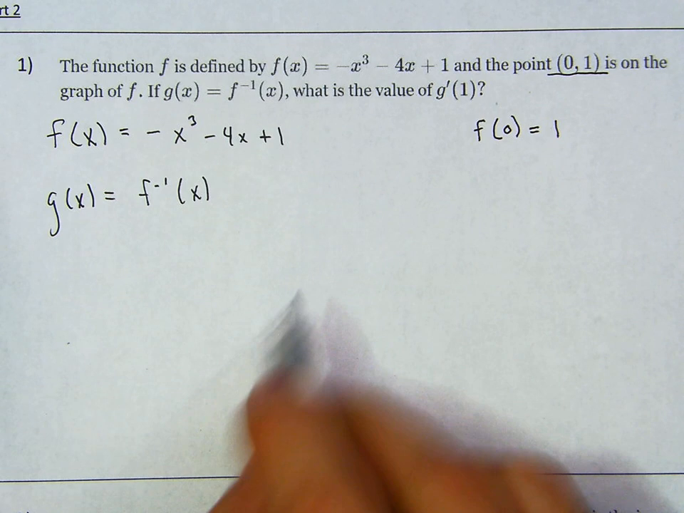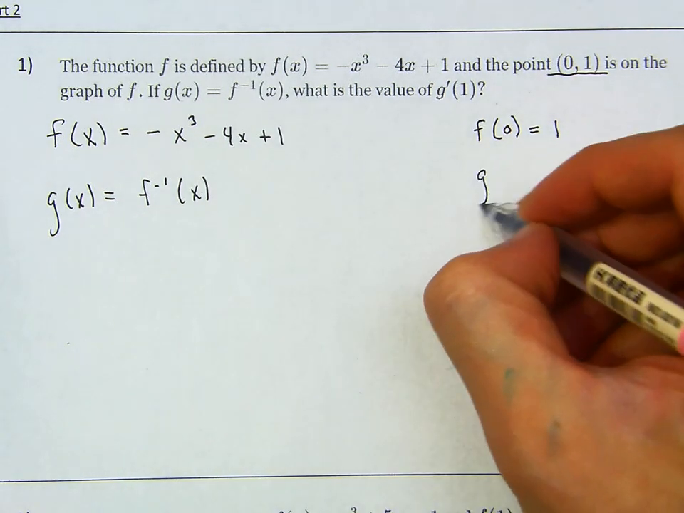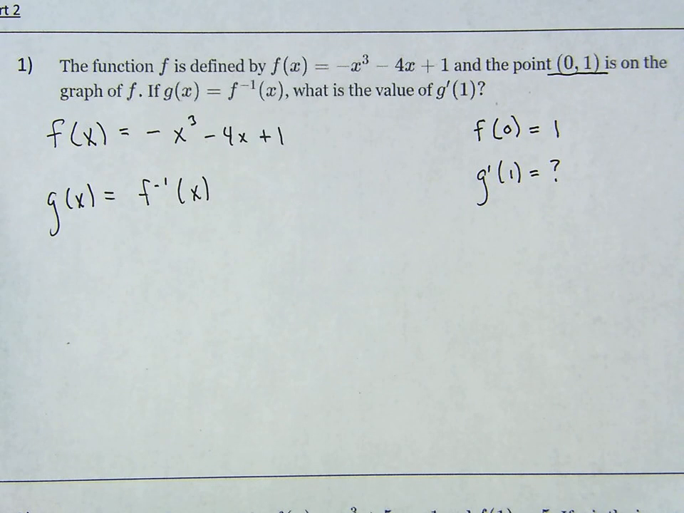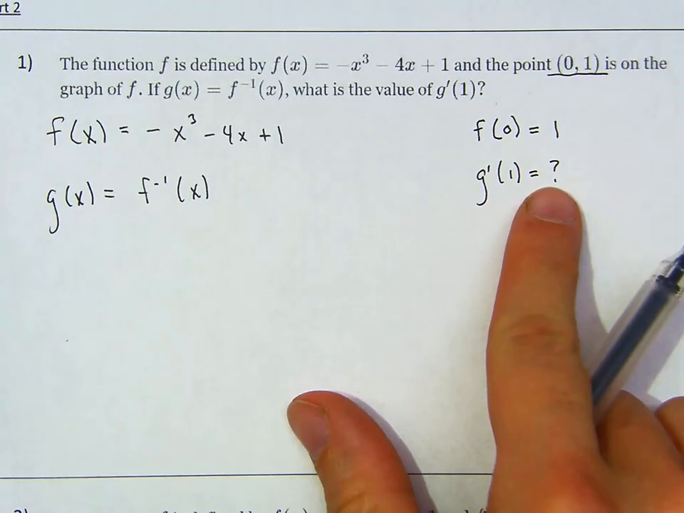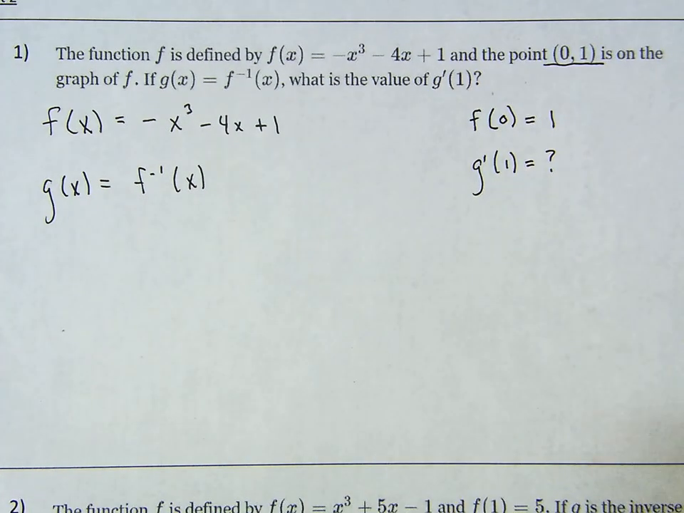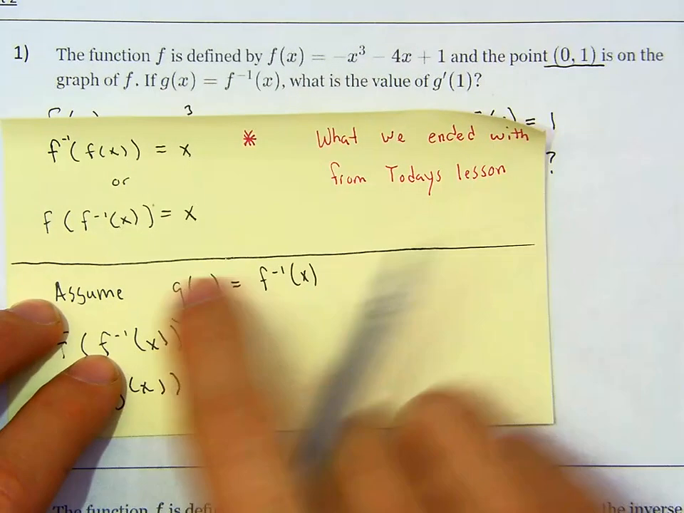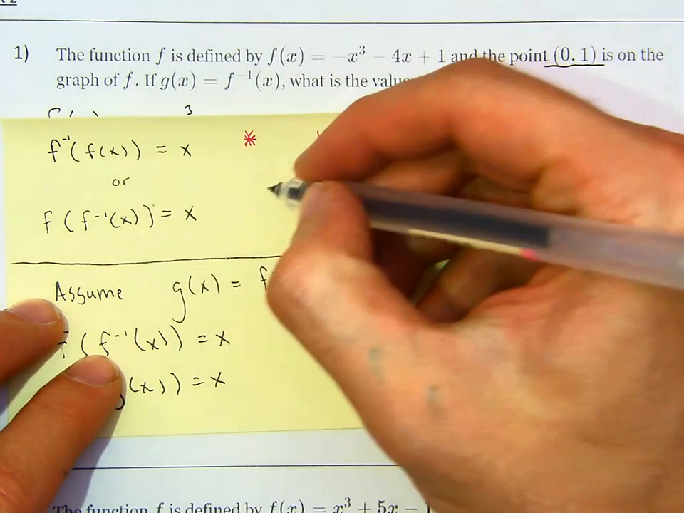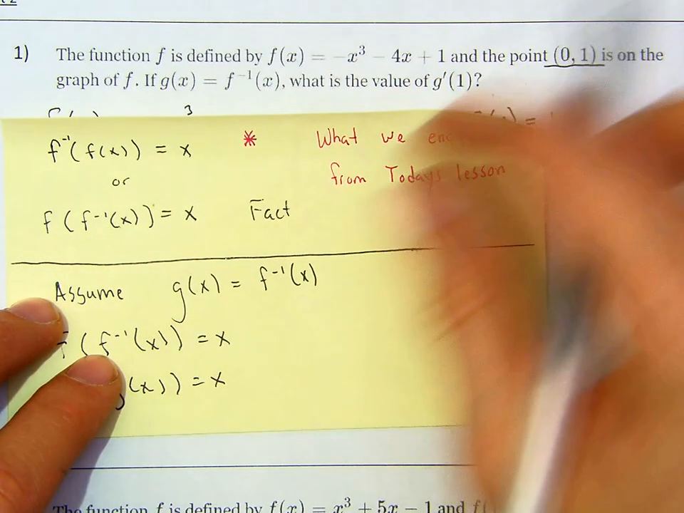Okay? Now what's the question asking? It's saying what's g prime of 1? Okay, so how do we even begin? The idea is, you know this little trick that this is true with functions. You know f of f inverse of x is equal to x. This is just a fact. Okay, so let's use that.